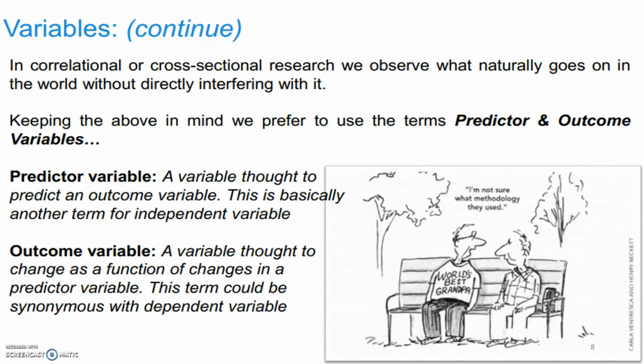In correlational or cross-sectional research, we observe what naturally goes on in the world without directly interfering with it. So we'll be just observing. Keeping the above in mind, we prefer to use the terms predictor and outcome variables. The predictor variable is a variable thought to predict an outcome variable. This is basically another term for independent variable. The outcome variable is a variable thought to change as a function of changes in the predictor. This term is synonymous with dependent variable.